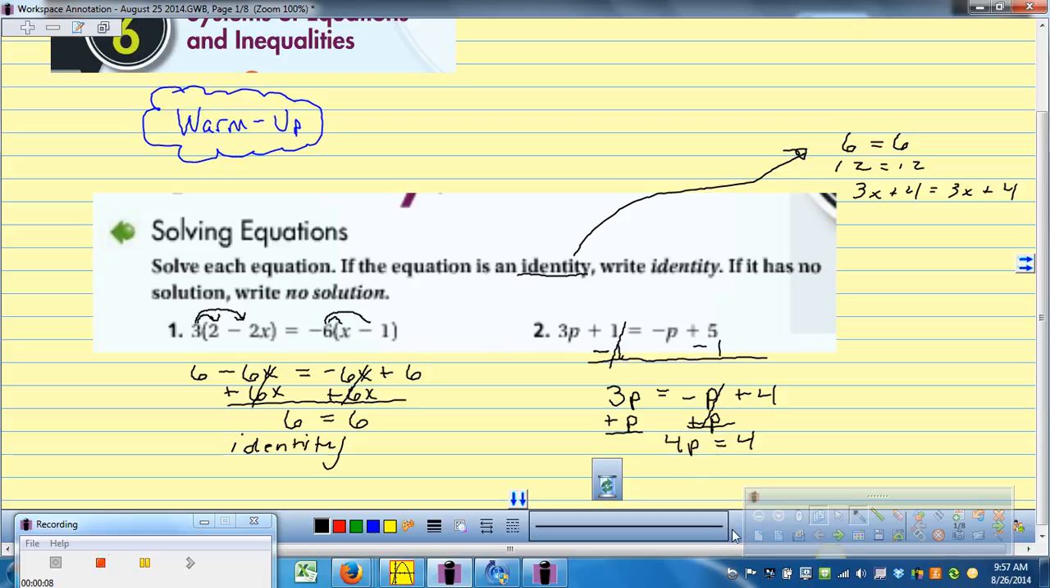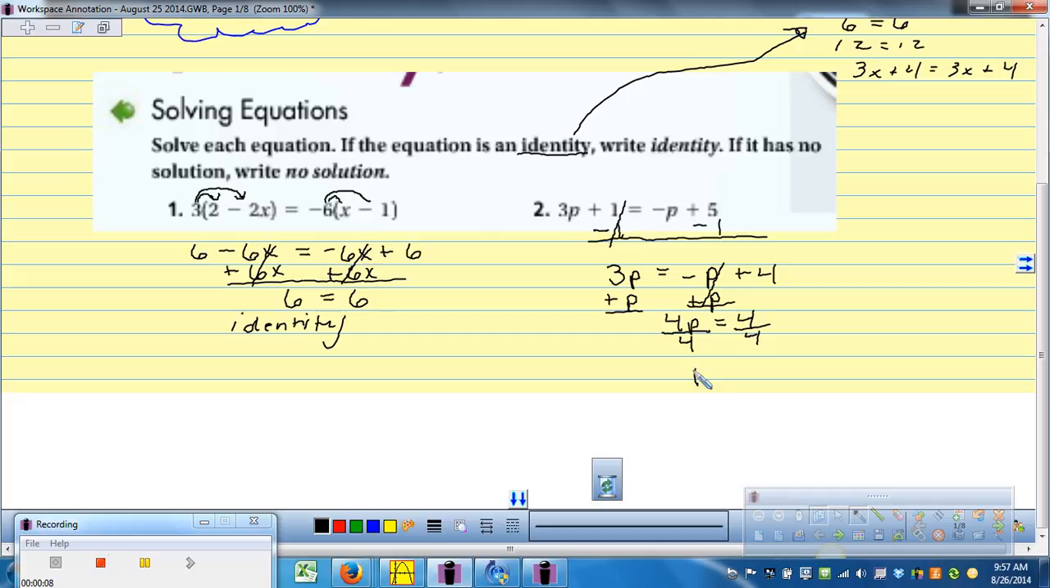Then what? Okay. 4p is multiplication, so the opposite operation would be division. Divide by 4 on each side. And we have p equal to? 1. And we have solved. All right. When you get to your solution, either box it. I tend to put clouds around it because that's just me. But make sure I can find your solution.